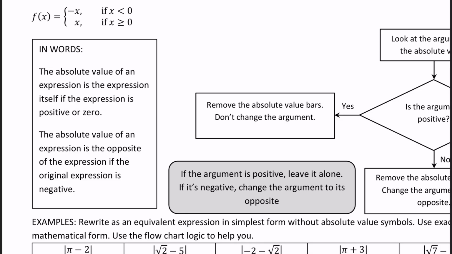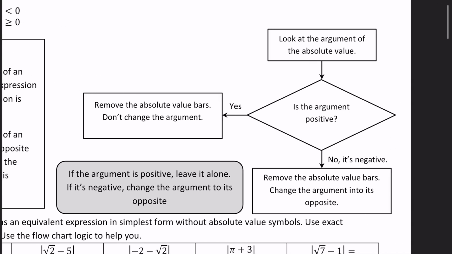I said an expression. So you might remember the idea that we have expressions, functions, and equations. And so it's just an expression. The absolute value of an expression is the expression itself if the expression is positive or zero. The absolute value of an expression is the opposite of the expression if the original expression is negative. That seems so confusing.